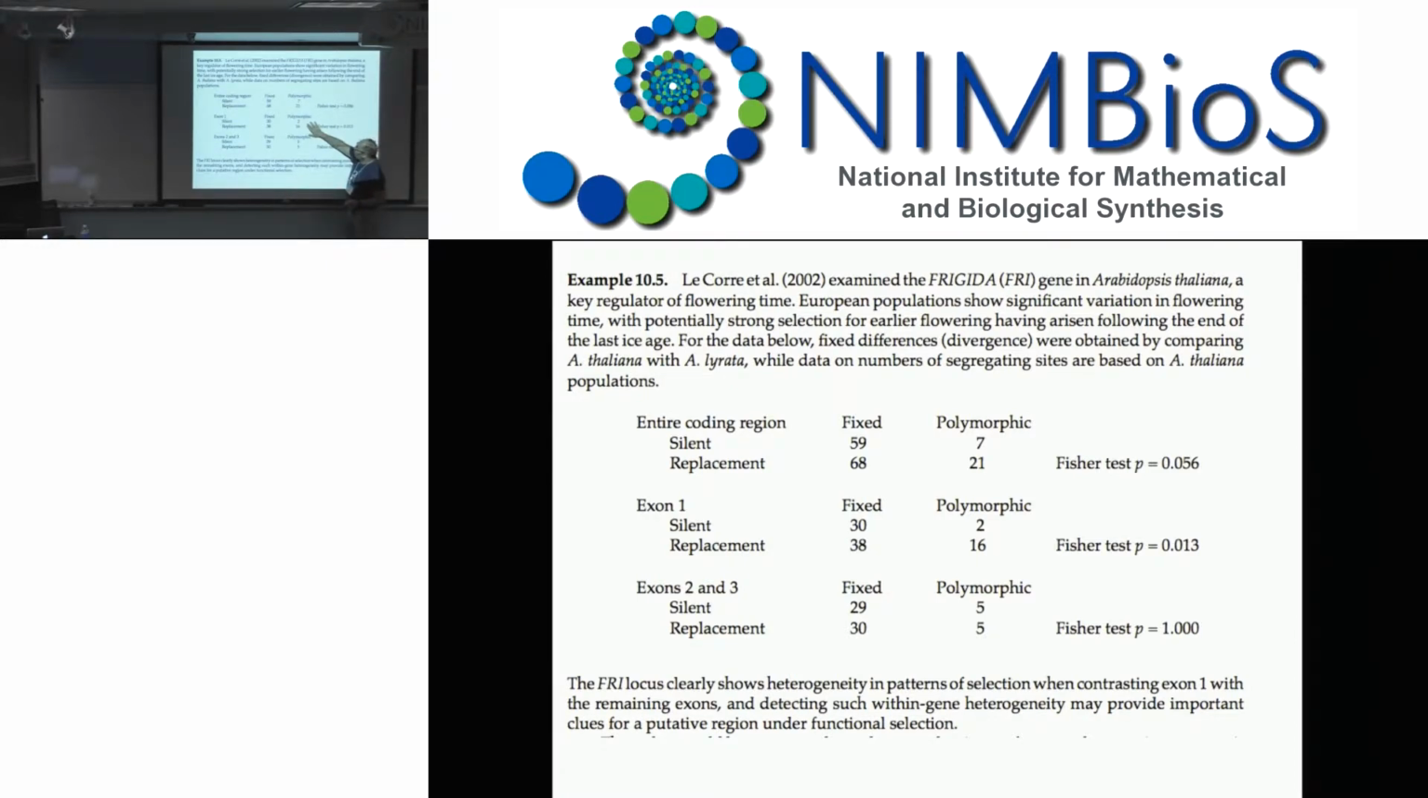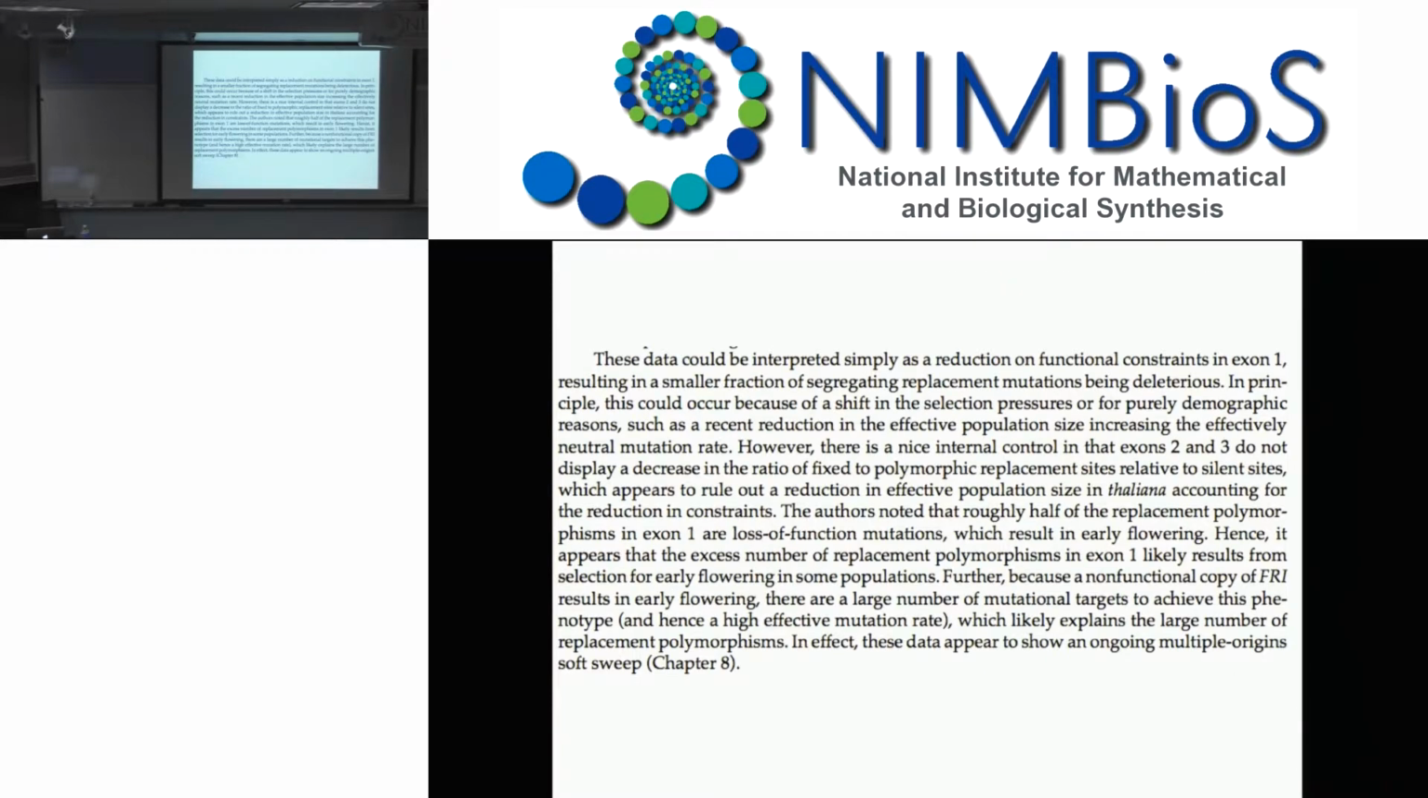However, you have a nice internal control in that if replacement polymorphisms, selection constraints have been relaxed so they're not nearly as deleterious, you'd expect that same pattern to be seen in exons 2 and 3, and you don't see that. So the net result is that there's an advantage to having replacement polymorphism in exon 1, and the notion is that the majority of these are loss of function mutations, which result in early flowering. You have lots of function in exons 2 and 3, apparently it doesn't result in early flowering, just loss of function in exon 1.